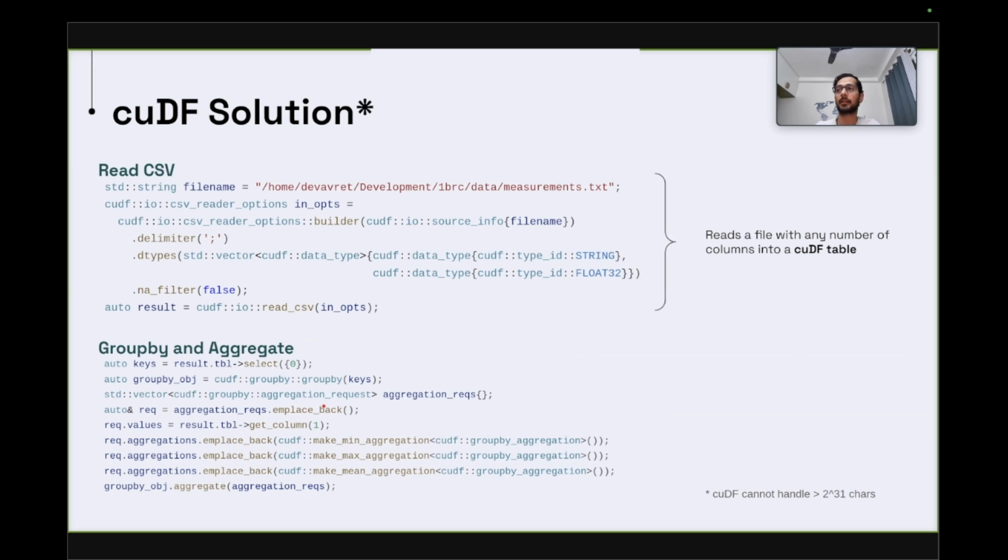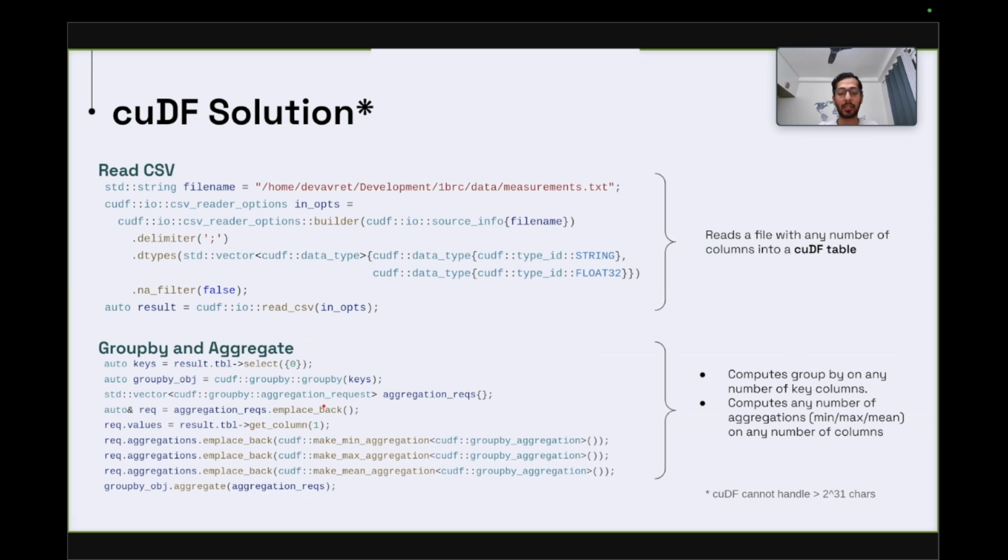So this will read any number of columns you have. It doesn't really worry about what's the key and what's the value. This one is going to group by any number of key columns you give it, and any number of aggregations on any number of value columns.